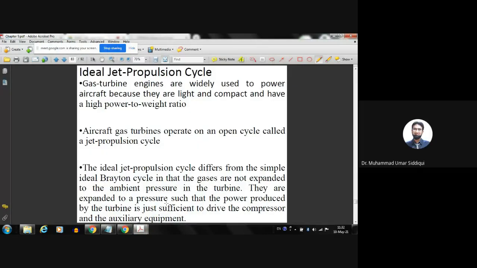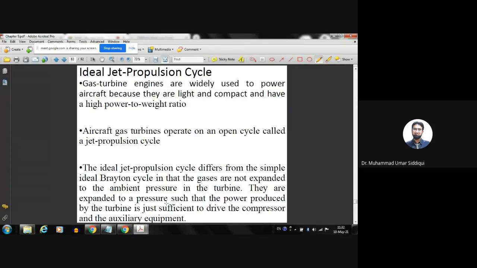Okay, so the last cycle is the ideal jet propulsion cycle we are going to study. It is basically the cycle which is used in the jet engines, in the aeroplanes, rockets, most of the time. And again, for the ideal jet propulsion cycle, our main objective is not to produce power. Its objective is to produce power, but not in the form of electricity or rotating power, but rather in the form of transportation.